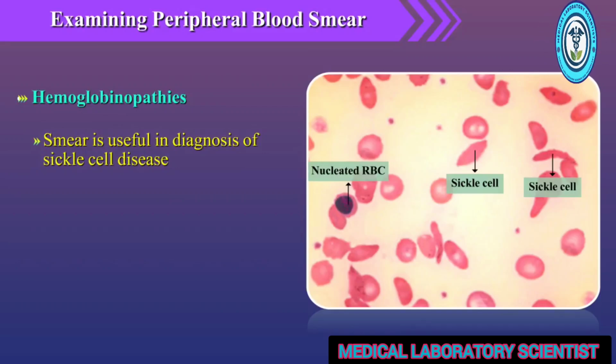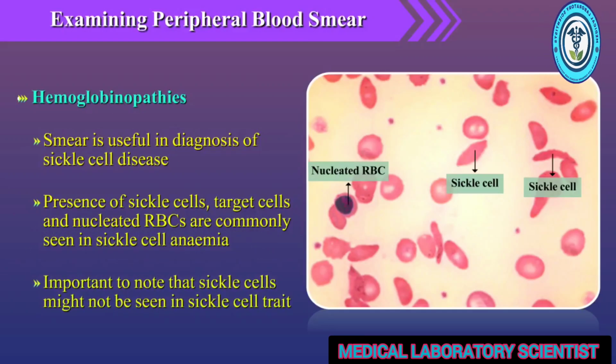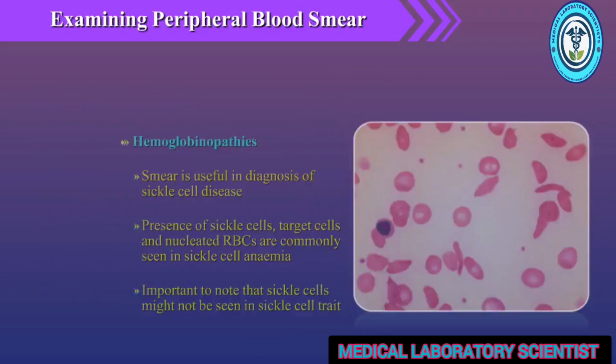for diagnosis and if results of HPLC are not instantly available. Presence of sickle cells, target cells, and nucleated red blood cells are commonly seen in sickle cell anemia. However, it is important to note that sickle cells might not be seen in sickle cell trait.